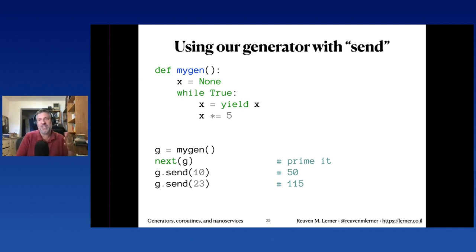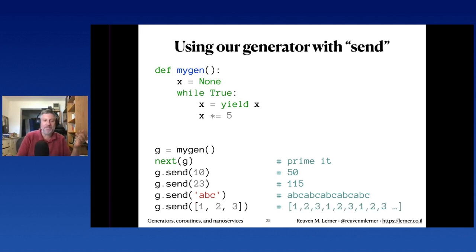The difference now is that yield is both receiving and sending. And what if I say g.send of 'abc'? Well, as always in Python, variables don't have types. And so as long as I send something that can be multiplied by an integer, we're doing fine. I can even send a list, right? 1, 2, 3, 1, 2, 3, 1, 2, 3, and so on and so forth.